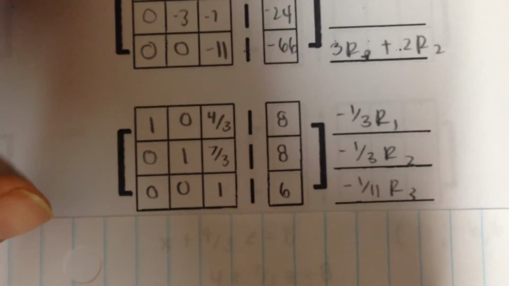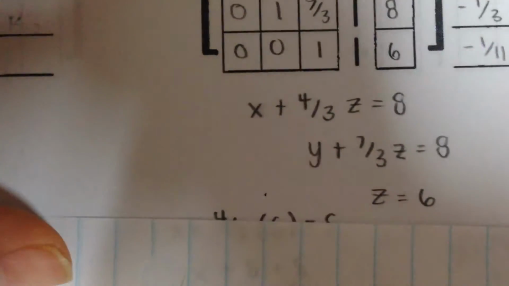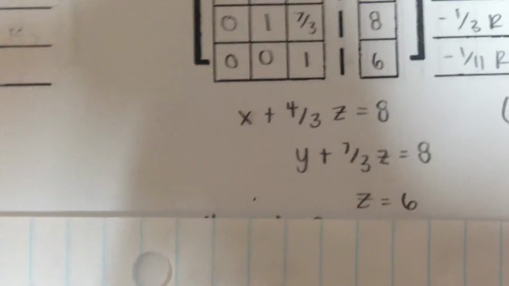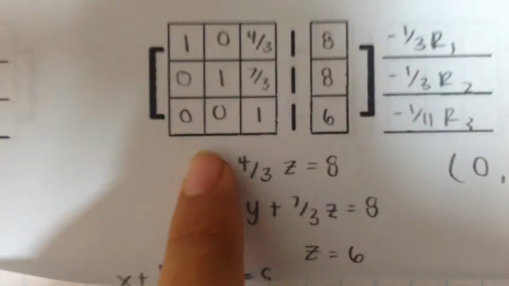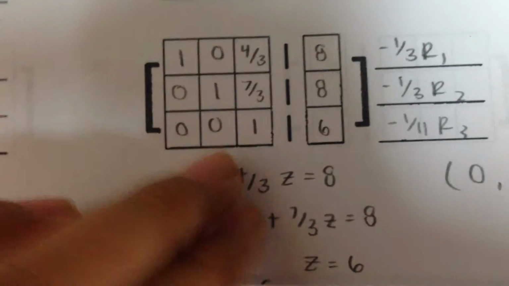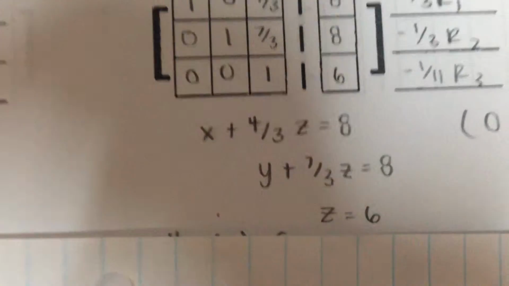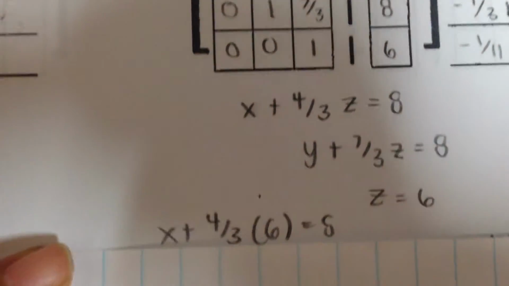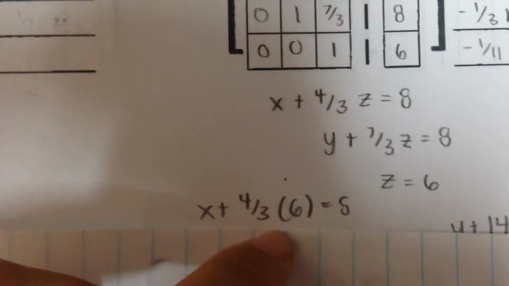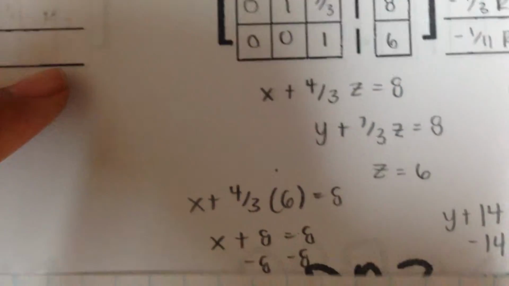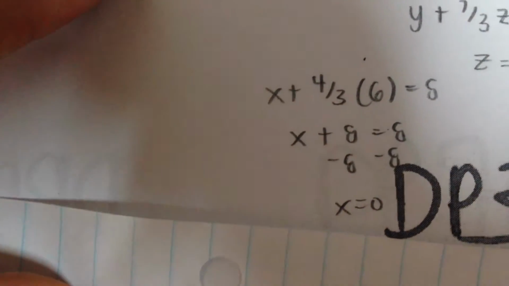So at this point, you want to write these into your equations again. So right here you have your equations written. And we're going to use back substitution to plug z into both of these, because they only have 2 variables, so we can use z for both of them. So I'm going to find x first. So x plus 4 over 3 times 6. 6 times 4 is 24 divided by 3, which is 8. So x plus 8 equals 8, minus 8 from both sides, and x equals 0.